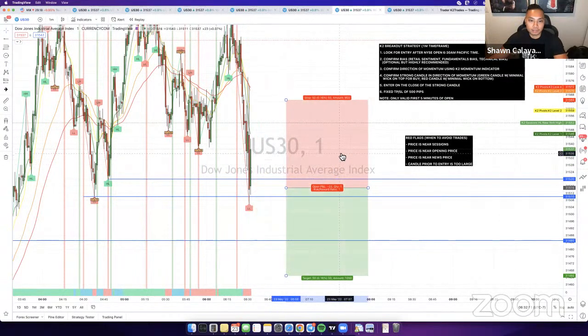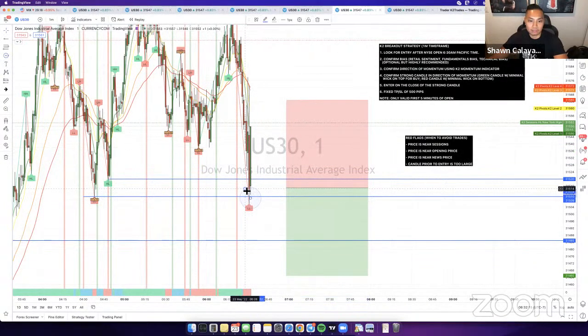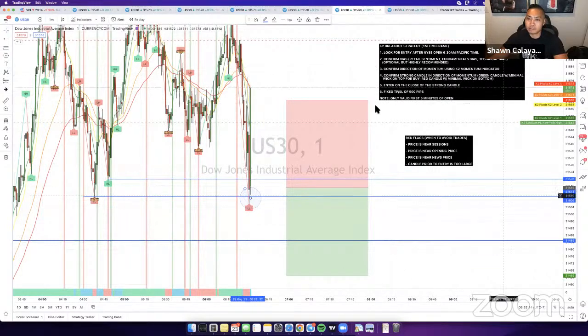It's a bit dicey because right here, you can see that there's a wick that came up at the very end. So I don't know if this would be considered the breakout. This candle right here is just not very strong. The fourth requirement is that you want to confirm a strong candle in the direction of momentum.